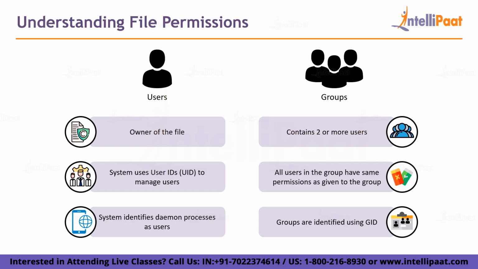Now groups. Groups contain 2 or more users. All users in the group have the same permissions as given to the group. Let's say now you have 10 users, and 5 of them are database admins. All of the database admins need the same kind of permissions. So instead of providing every single user the same permissions, you can create a group, add these 5 users to that group, and give that group those permissions. Once you give the group those permissions, they will be applied to all the users under that group. So that is why groups are used. And then finally, groups are identified by GID. Like how users are identified by user IDs, groups are identified by group IDs.